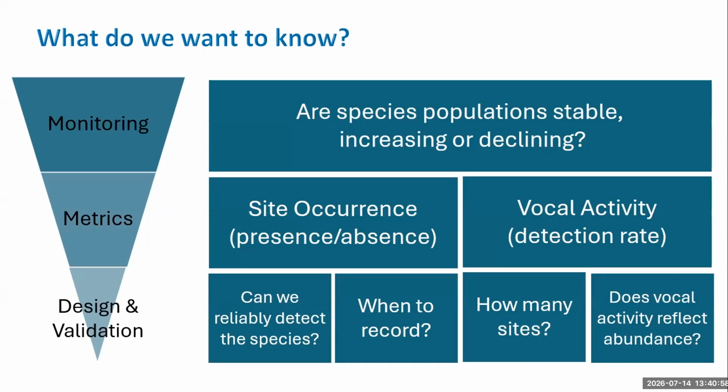And so I came up with my own hierarchy of what questions we want to know in our acoustic monitoring program, starting from a broader overall question. What we really want to know in monitoring is: are these species' populations stable, or are they increasing, or are they declining? But to get there, using acoustic monitoring data, we need to know what we are going to measure. Can we get metrics like site occurrence, presence or absence, out of the acoustic data, and vocal activity, using detection rate? But then we have further, more detailed questions from there.